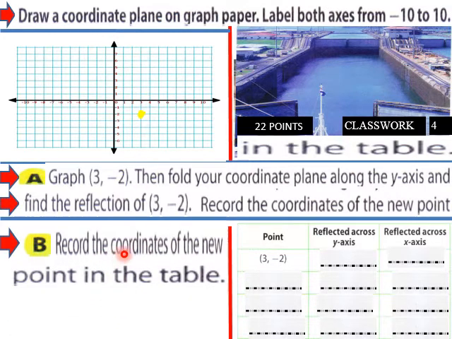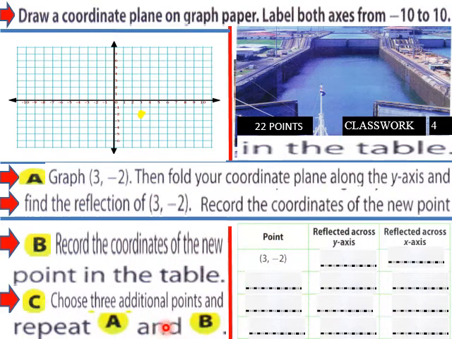Then for B, record the coordinates of the new point in the table. So that'd be the new point there. C, choose 3 additional points and repeat A and B. So here is the reflection across the y-axis would be -3, -2. And then across the x-axis would be 3, 2. It'd be up here.